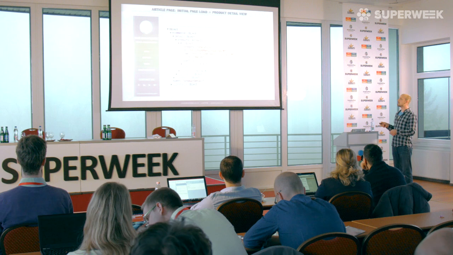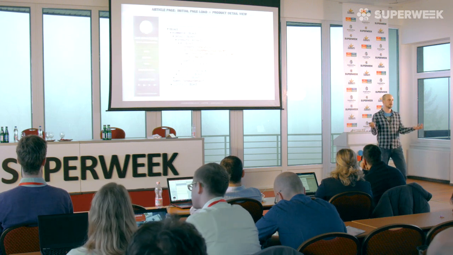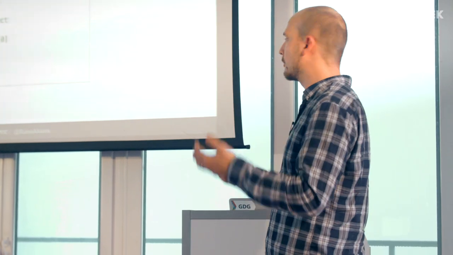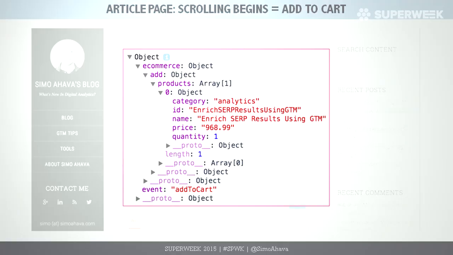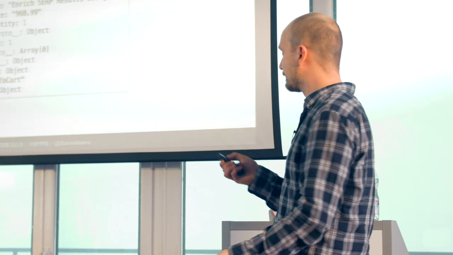So anyway, I use the product there, and the category, again, arbitrary. I use my WordPress categories, could be something else. You could add variants and brands. You could use your tags, for example. The WordPress tags could be your variants, anything you want to do. Next thing, the scrolling begins. So the instant a scrolling is detected, we send the product with the add object. So now we've added the product to the cart.